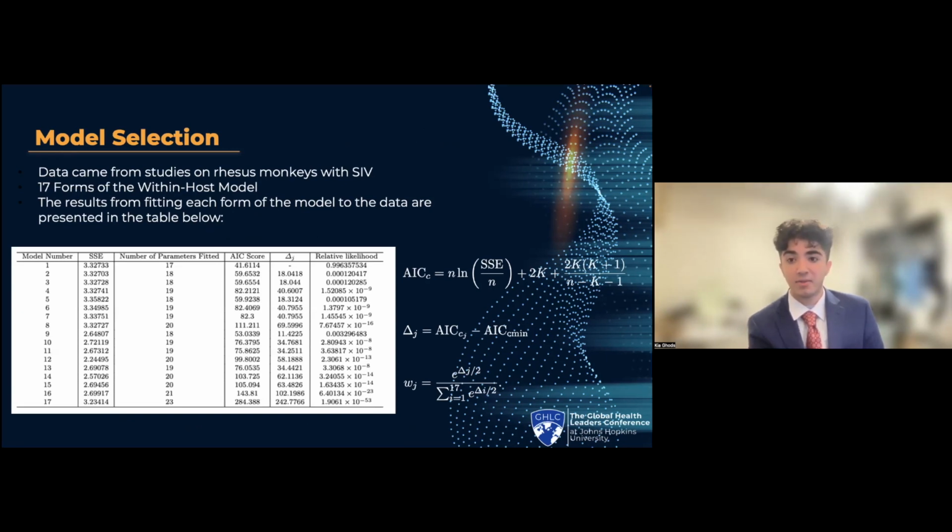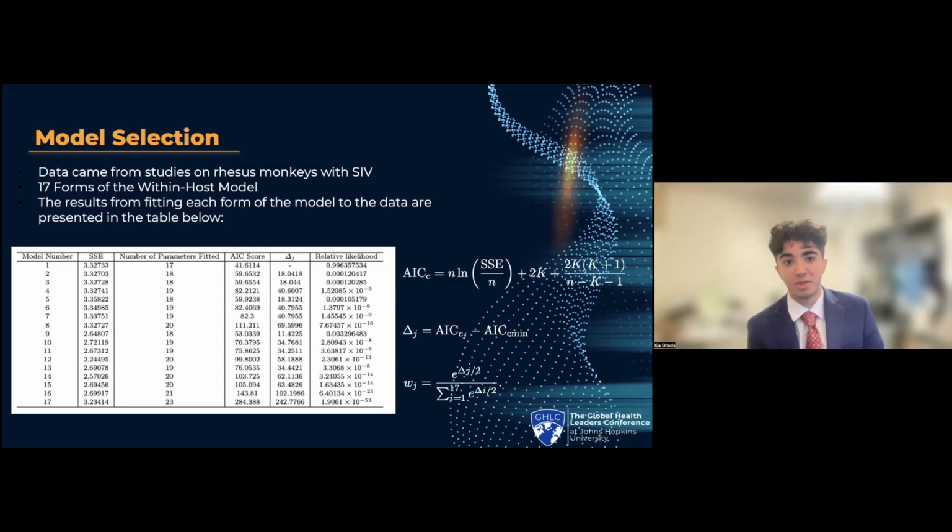Now, the data itself came from a study of rhesus monkeys that had SIV. SIV is simian immunodeficiency virus. It's very similar to HIV in us humans. And through blood testing, previous studies measured the CD4 rates, the viral load, the albumin and globulin protein levels, and things along those lines. And from that, we got all these results.